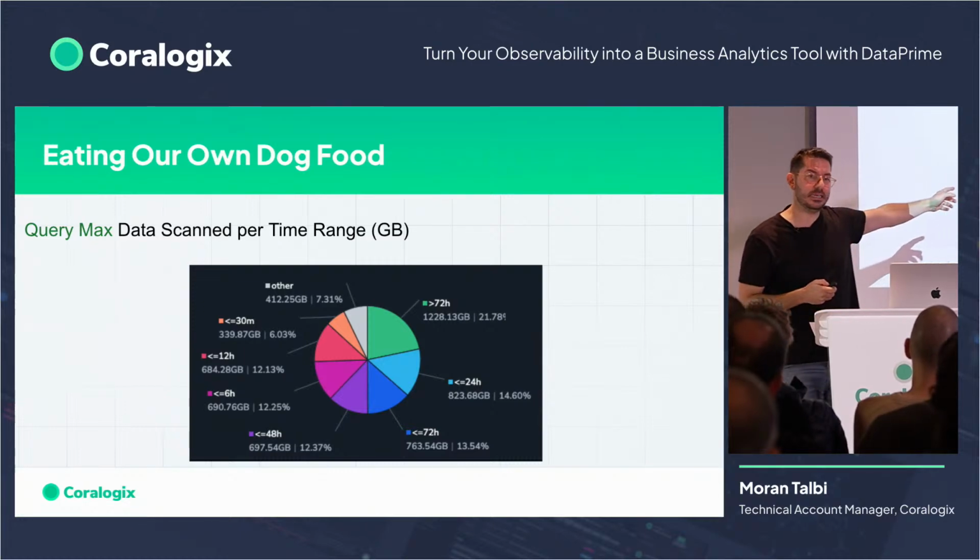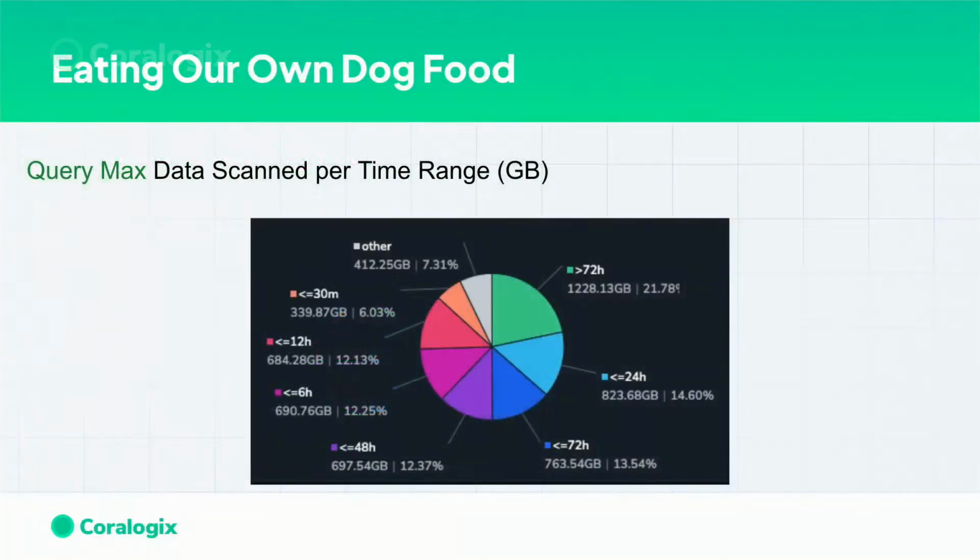And this is already a visualization showing the query max data scan per time range. So from this fancy table, I left 2 columns. One is the buckets, 30 minutes, 15 minutes, etc., of the window interval of the query, and the max.